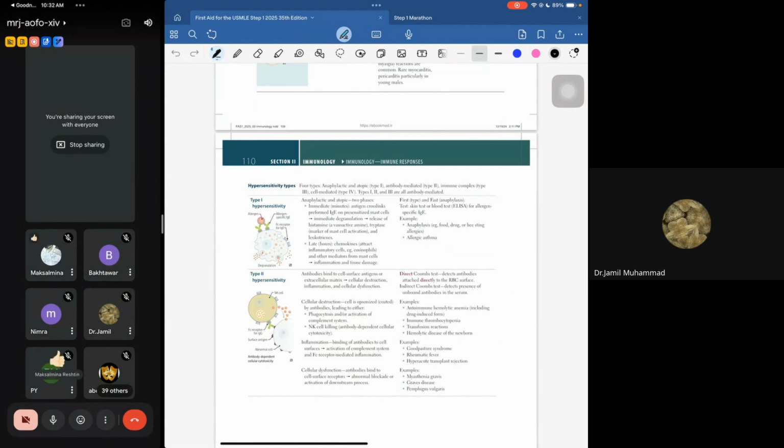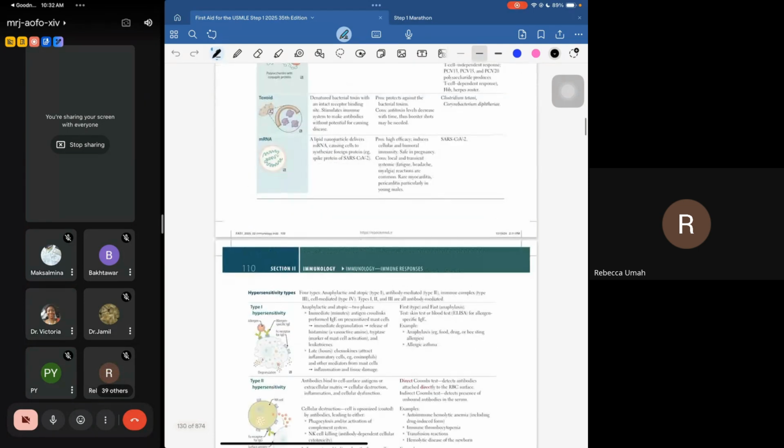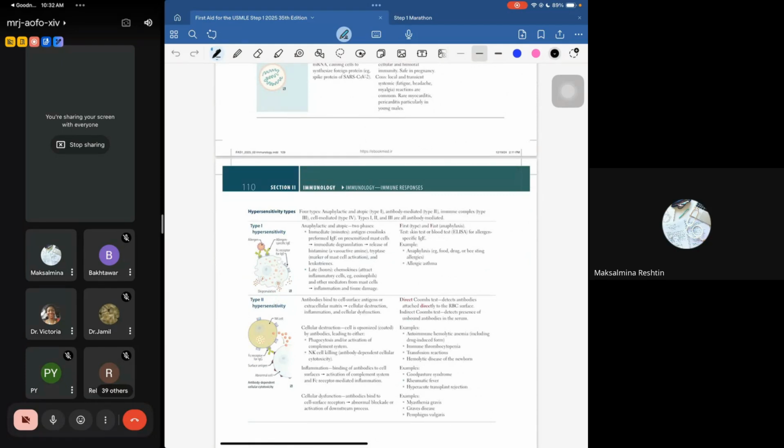So the question is, are steroids important in the early stages of asthma or the late stages of asthma? Anyone? Late stage. Okay, late stage. Why are they not effective in the early stage of asthma? Because the early stage has already happened.